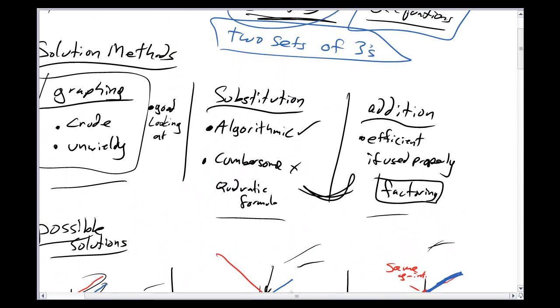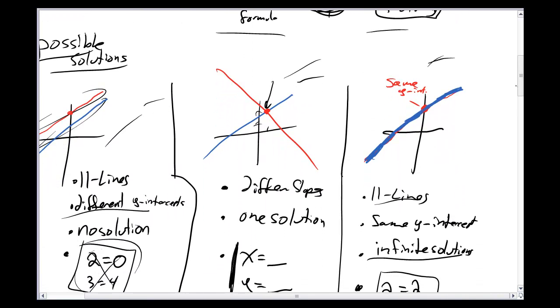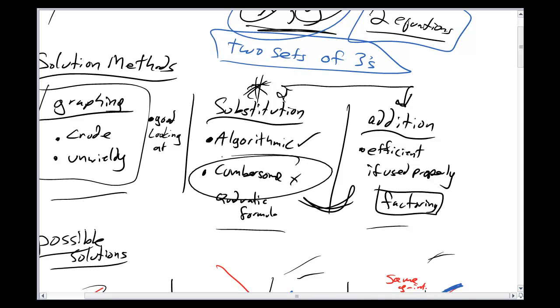Any of these three methods can be used to get any of these three possible solutions out of. If you're going to just pick one solution method and go with it, I recommend one of these two. In particular, I would say if you're just going to pick one, substitution is probably your friend. But remember, it's cumbersome. It will take you a little more time.